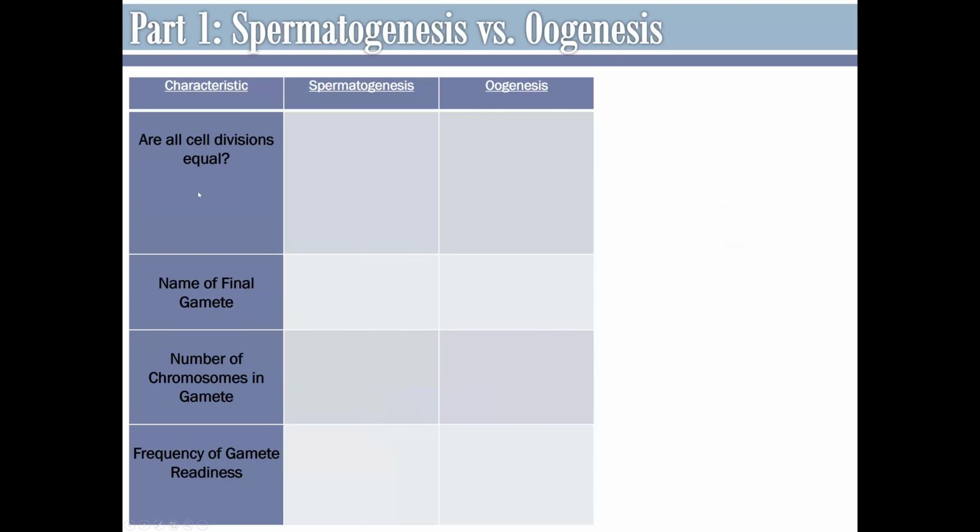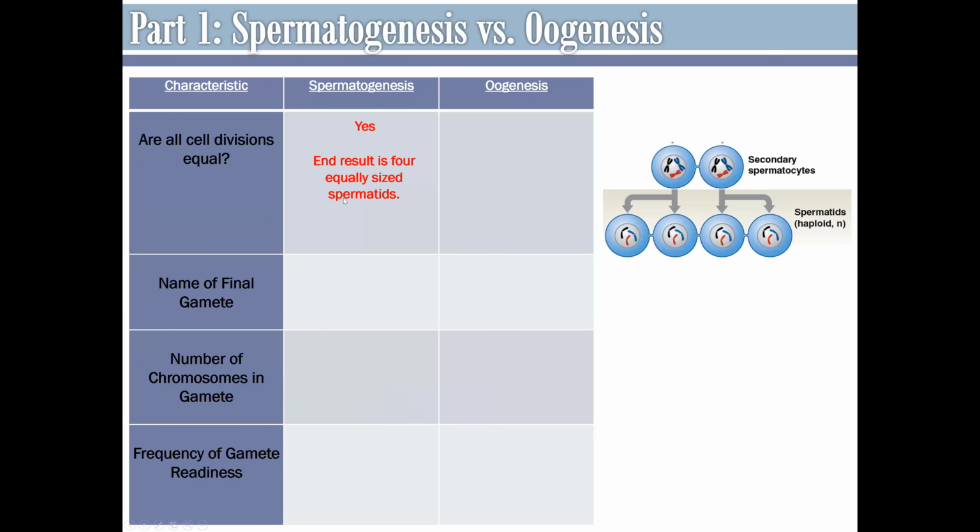Are all of the cell divisions equal? In spermatogenesis, the answer is yes. The end result of spermatogenesis is 4 equally sized spermatids. And then, as we explained previously, the spermatids will undergo spermiogenesis to make the physically mature sperm.